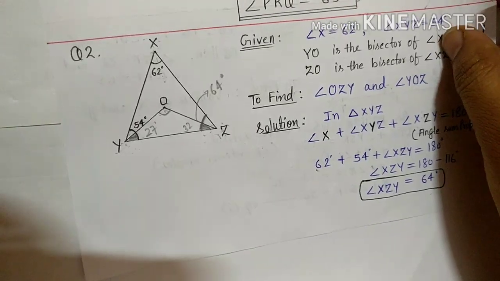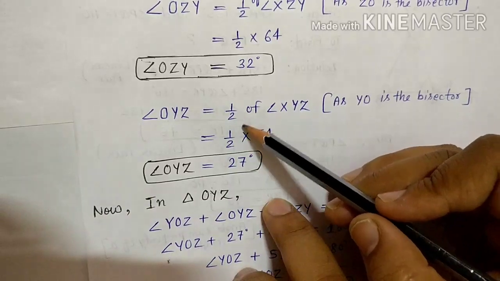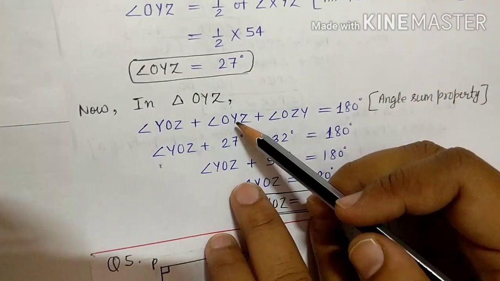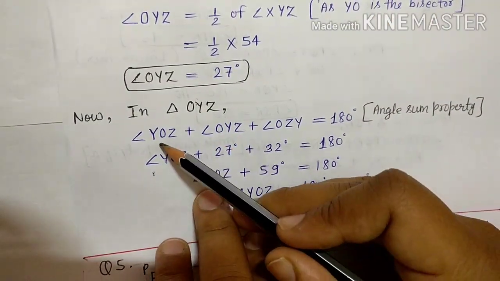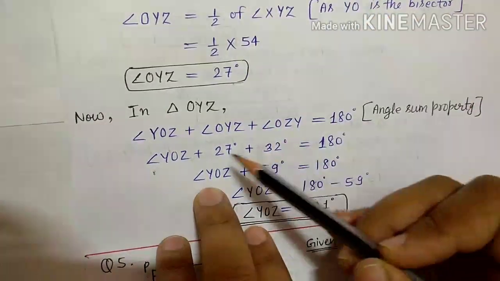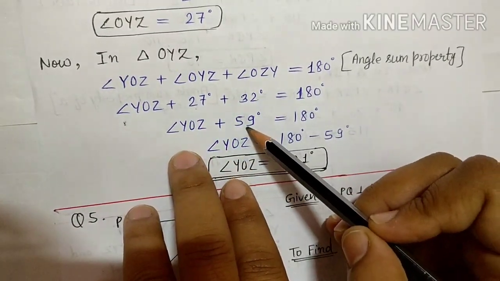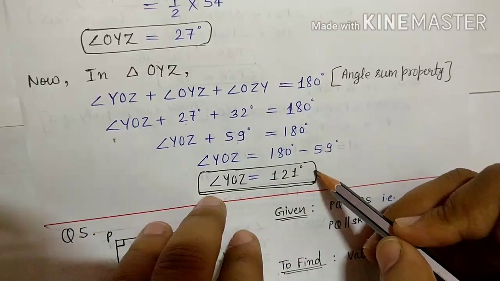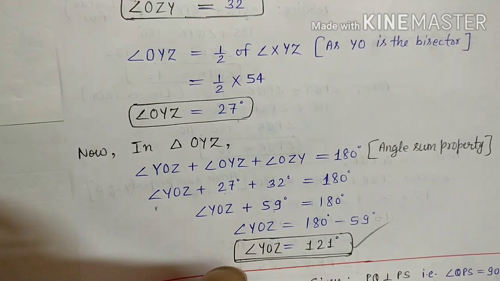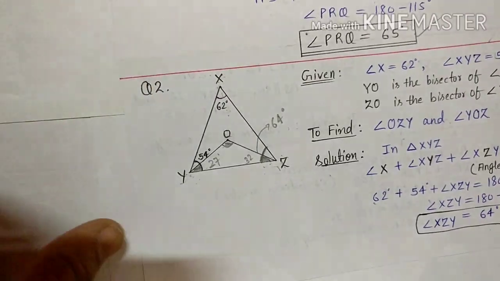Now let's see what we have done. I have written here: OZY is half of 64, which is 32, and OYZ is half of XYZ, that is half of 54, 27 degrees. So I have shown it also. Now in triangle OYZ, we have to find angle YOZ. So YOZ plus OYZ plus OZY equals 180, angle sum property. 27 plus 32 plus YOZ is 180. So YOZ will come how much? 27 plus 32 is 59. 59 subtracted from 180 gives YOZ as 121. So in this way we found the angle YOZ, this middle angle. Here we have completed our question number 2.